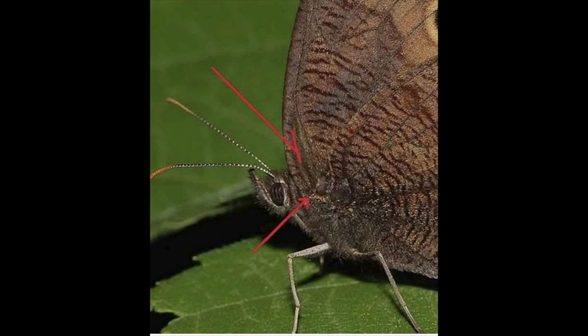Butterflies can hear. Their ears are either in the rear area of the thorax or on the abdomen in a pit covered by a thin membrane. This membrane functions similarly to the human eardrum.